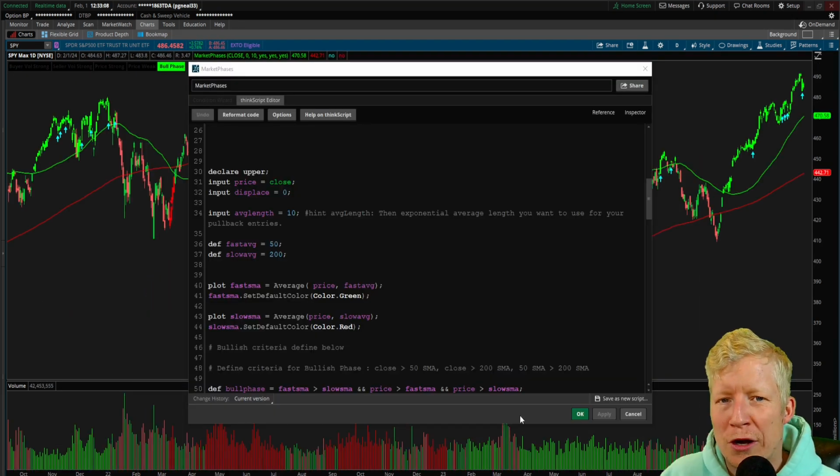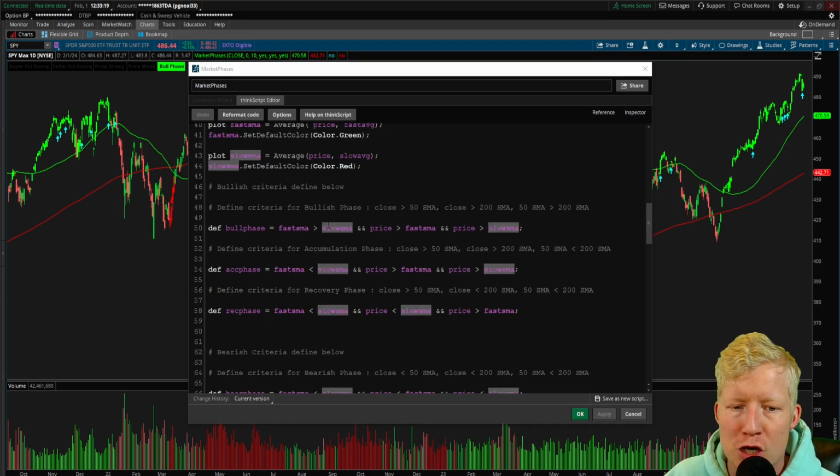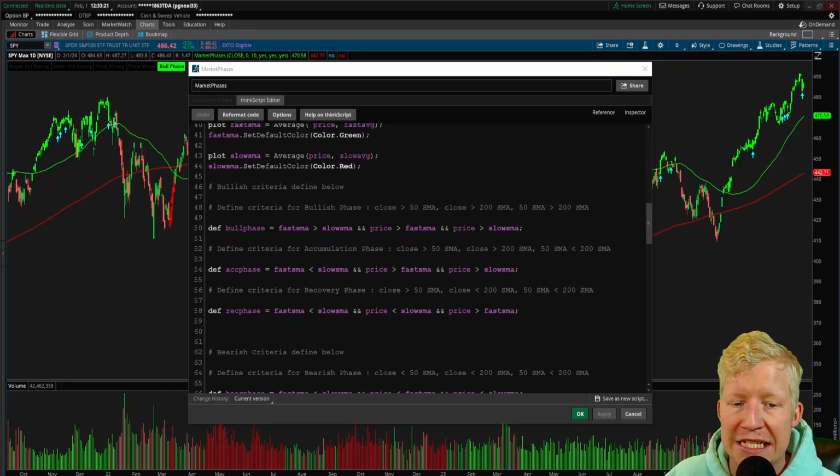All right, I think I've got a pretty good understanding of what this code is doing now. So the green line on your chart is a 50 simple length moving average. The red line is a 200 simple length moving average. And you are in your bullish phase when the current price closes above both moving averages and the 50 moving average is above the 200 moving average.